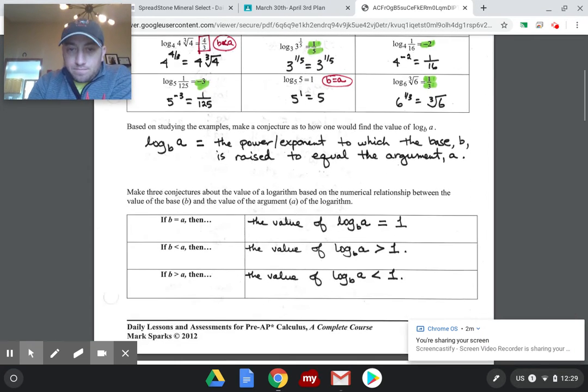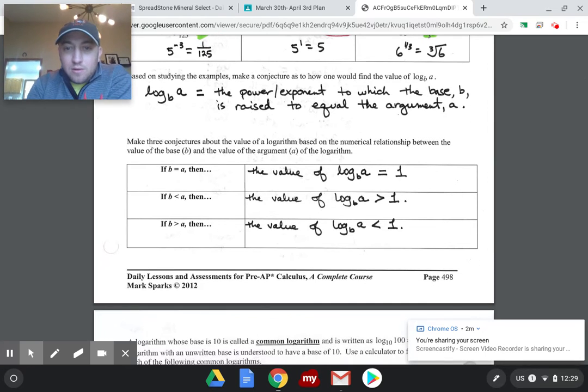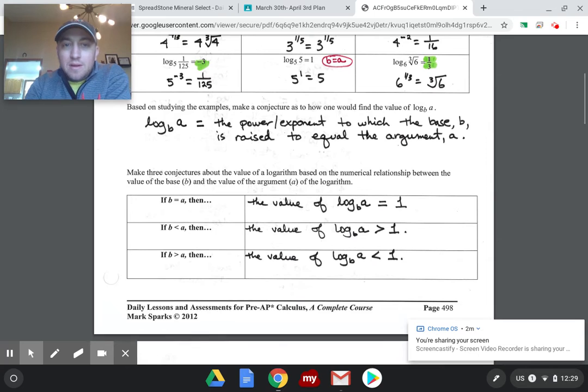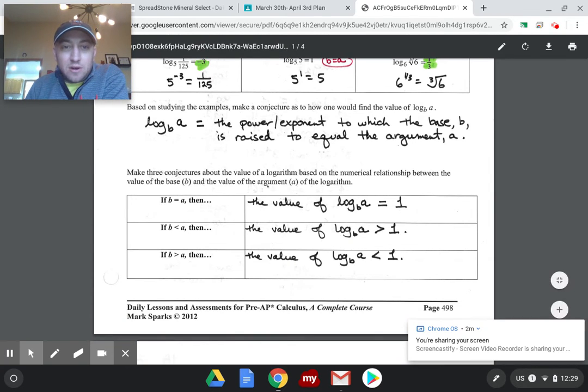And it gets into some basic things. This right here is basically talking about the same thing I just said. Log base b of a is equal to the power or exponent to which the base b is raised to equal the argument a. And then there are three things that they talk about based on the examples you see up there.